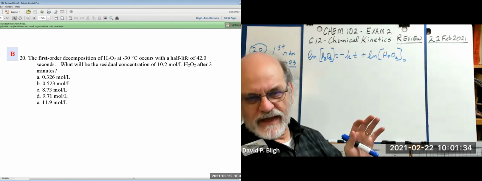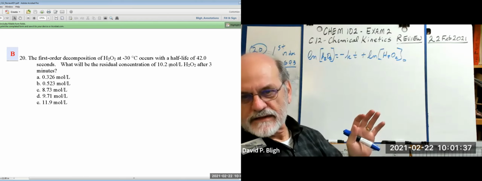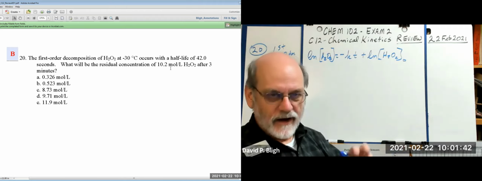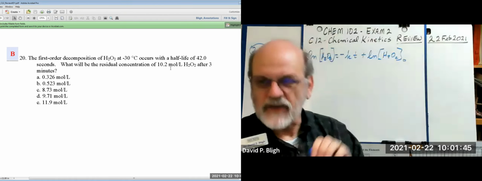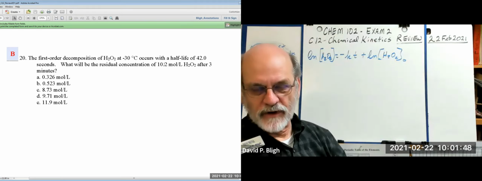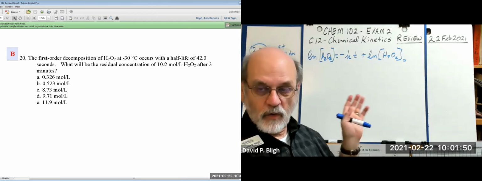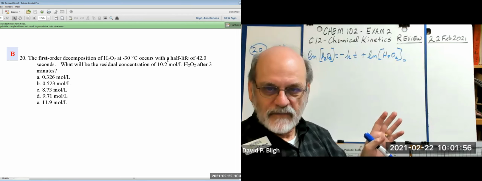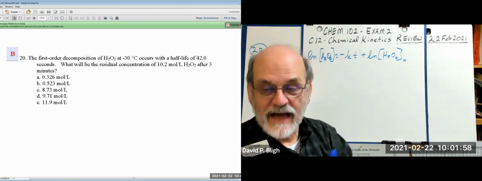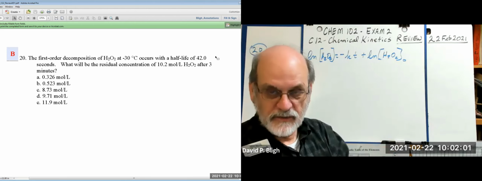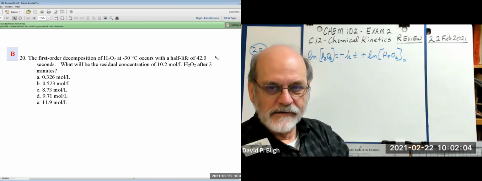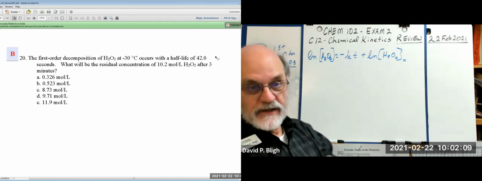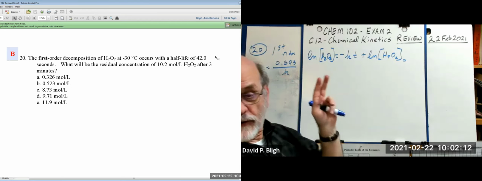Well, we could say 10.2. Right, we could use that as our starting concentration. So that would take a small jump to get to that point. And we could say if we had a zero order or a second order, then we could use this as our starting concentration, which we would apply to this half-life, because the half-life depends upon the concentration. But it's first order, and we can solve for k now.